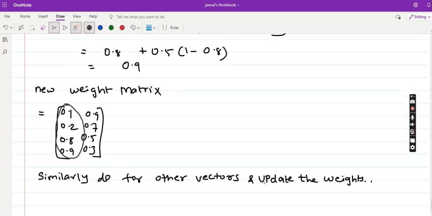Similarly, we can do it for the other vectors and update the weights. So for the second vector, you will again calculate the Euclidean distance between the first output neuron and the second output neuron. Whichever is the minimum distance, you will update the weights on that neuron.